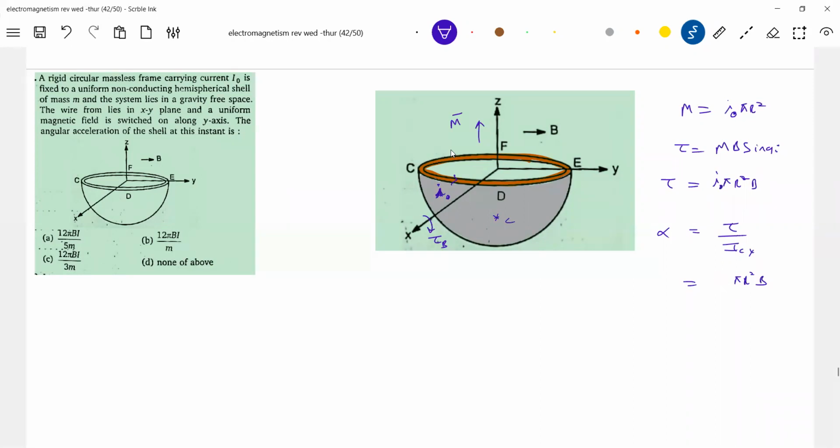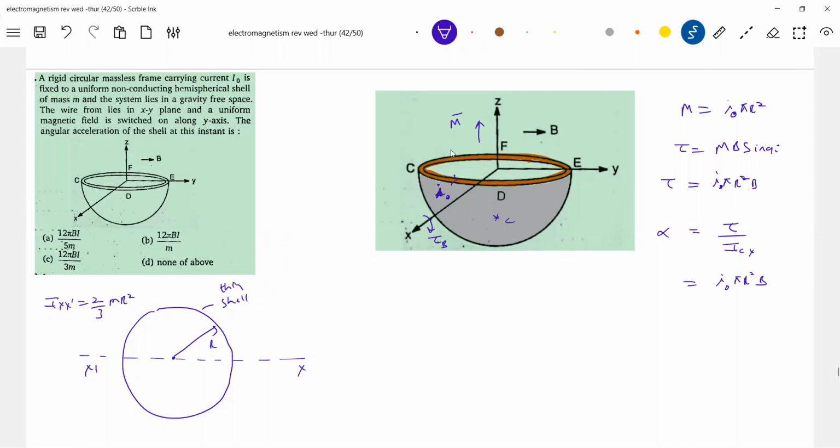Let's get into the moment of inertia calculation. First, shall we go for the hemispherical shell? For a hemispherical shell, what is the moment of inertia? Let me do it like this. This will be about xx dash. For a thin shell, what is the moment of inertia? 2 by 3 MR square.